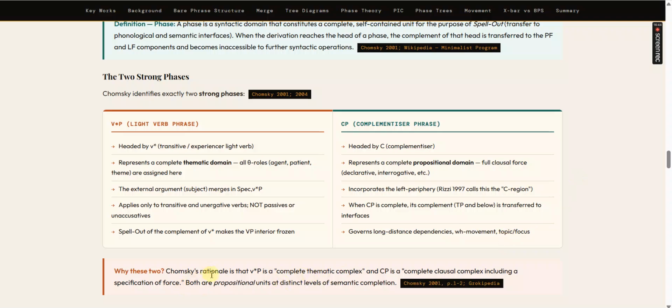Why these two? Chomsky rationalizes that vP is a complete thematic complex and CP is a complete clausal complex, including the specification of force. Both are propositional units at distinct levels of semantic completion.